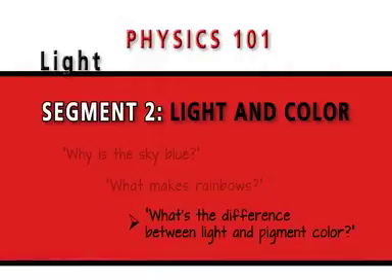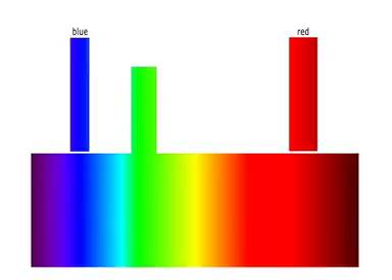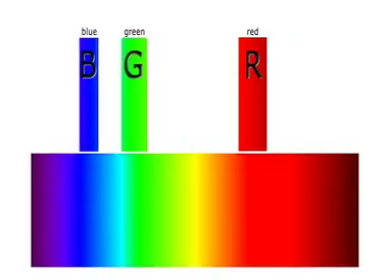What's the difference between light color and pigment color? We've been talking about how light makes color, because white light is actually made up of the 7 colors added together. And the 7 colors we see in a rainbow are made up of just 3 primary colors of red, blue, and green, or RGB.